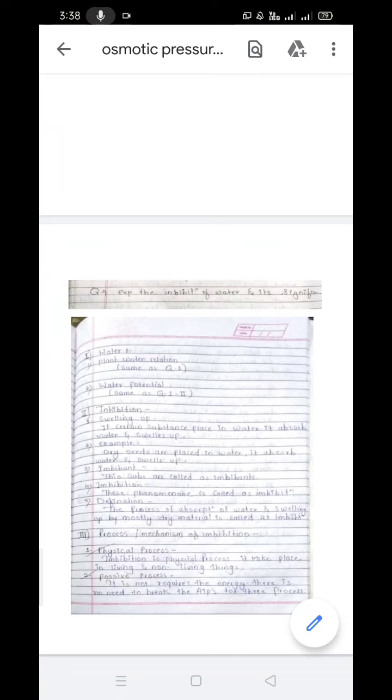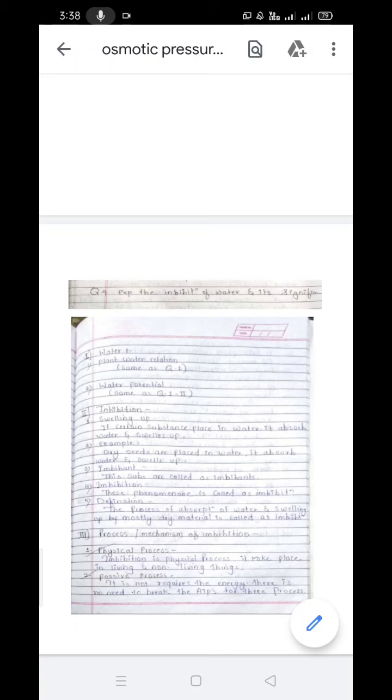So in imbibition, first of all there is the swelling up. If certain substances are placed in water, they absorb water and swell up. जब हम कोई सब्सटेंस वाटर में रखते हैं तो सब्सटेंस, वहाँ जो वाटर है वो वाटर को एब्सॉर्ब करता है और वो स्वेल हो जाता है.